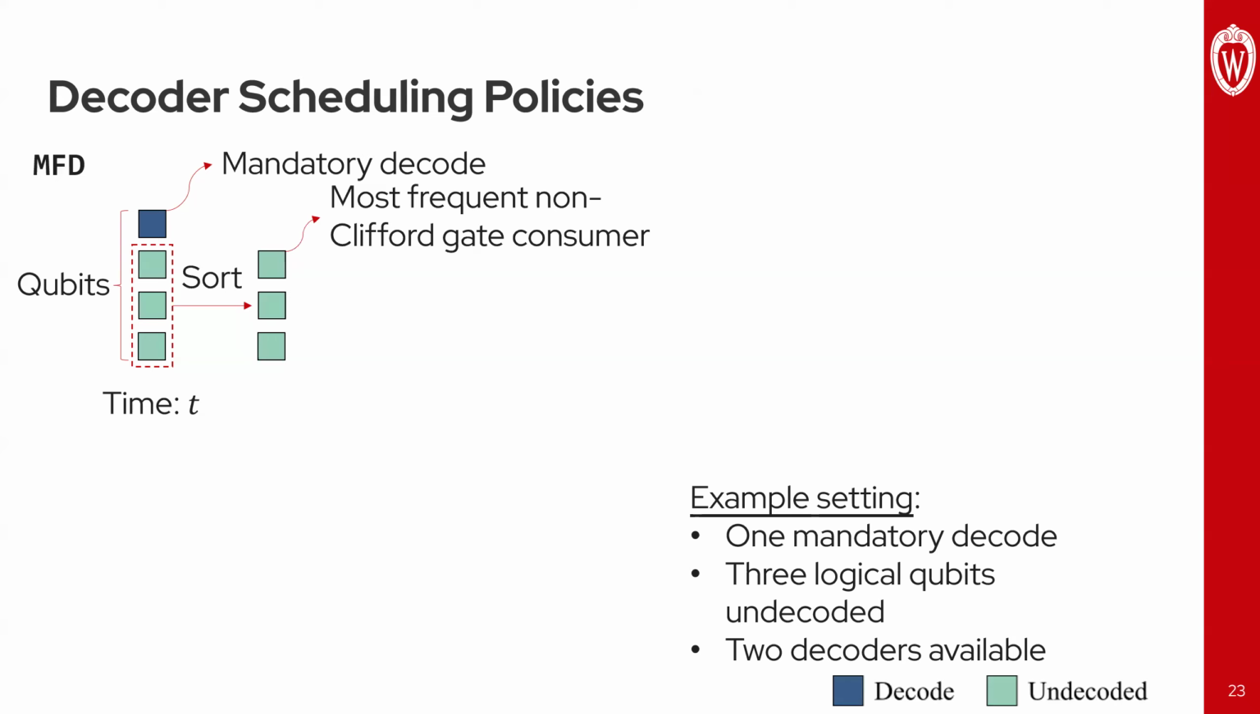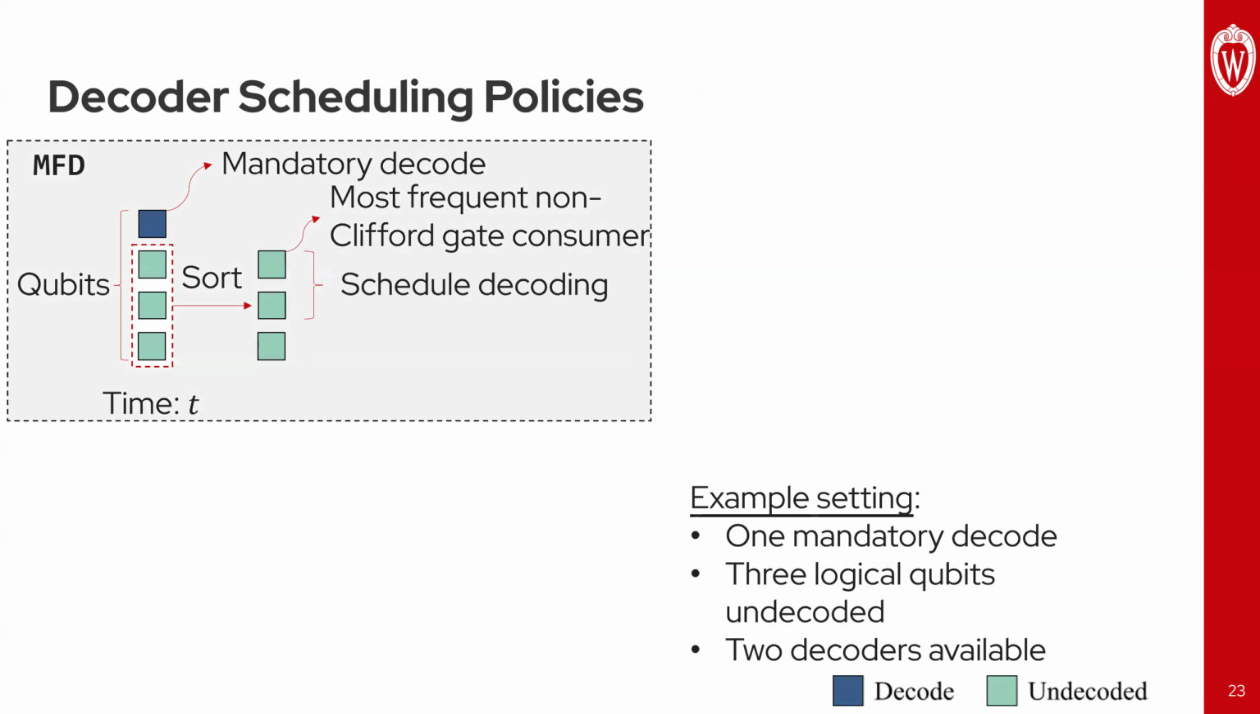I haven't really talked about it, but this is important because these are the logical qubits that really need frequent decoding. After I create this sorted list, I've basically ranked all the logical qubits in the order of the number of non-Clifford gates that they consume. I can schedule decoding for the first n, in this case the first two logical qubits of this sorted list. The second policy is something we've seen in operating systems, which is a simple round robin policy.